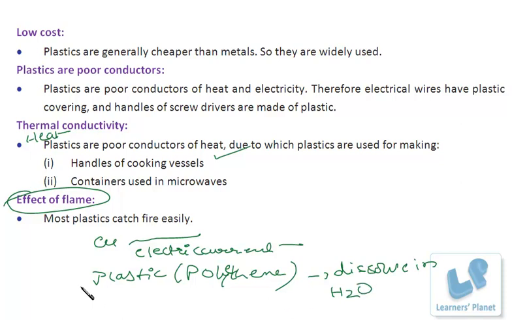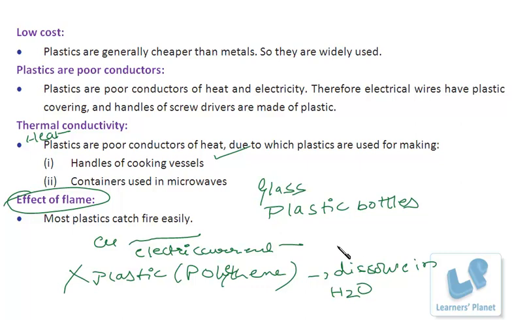No, it will not dissolve in water. So plastic bottles are used for keeping water in the refrigerator. We can't use metal bottles there to keep water in the refrigerator. You can keep water either in glass bottles, which don't react with water or dissolve in water. Secondly, we can keep water in plastic bottles. So these plastics are insoluble in water.